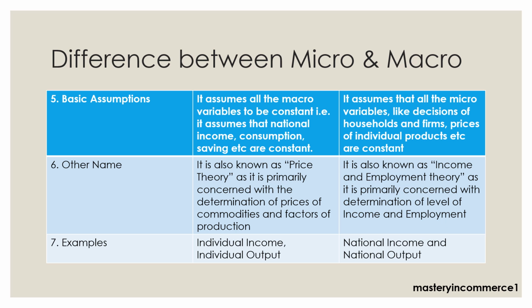Few examples we have to keep in mind. Whenever we write the difference, we have to include the example also in our answer. So, examples of microeconomics are individual income, individual output, etc. Then for macroeconomics, the examples are national income and national output. So include these examples whenever you are writing in this tabular form. This topic is only based on the difference between micro and macro. The rest of the topics I'll be bringing in individually in the next videos.